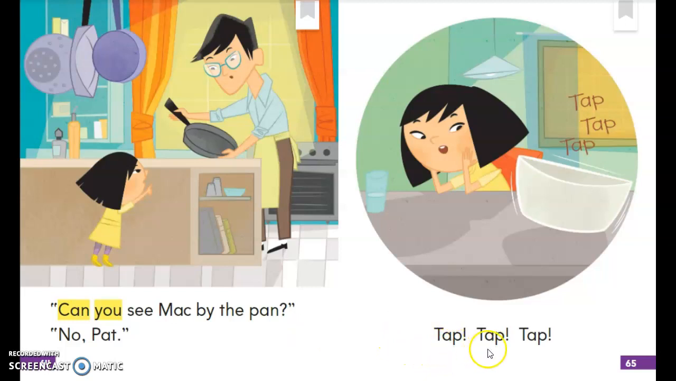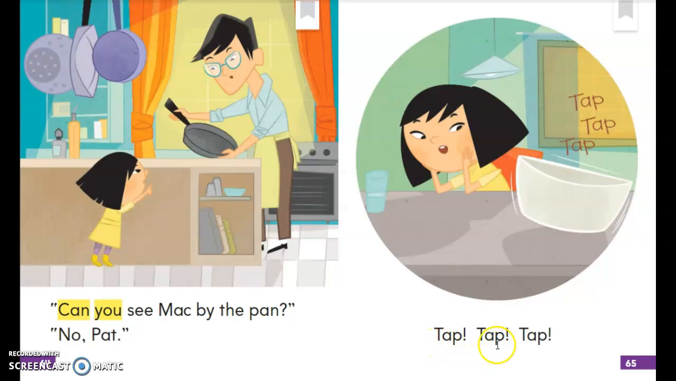We have 3 words on this page. I'm counting. 1, 2, 3. And they have this fancy little mark at the end of each word. That's called an exclamation mark. And that means you have to read the word more excited. So we have t-a-p, t-a-p. Blend those sounds together, and what word do you get? Tap.